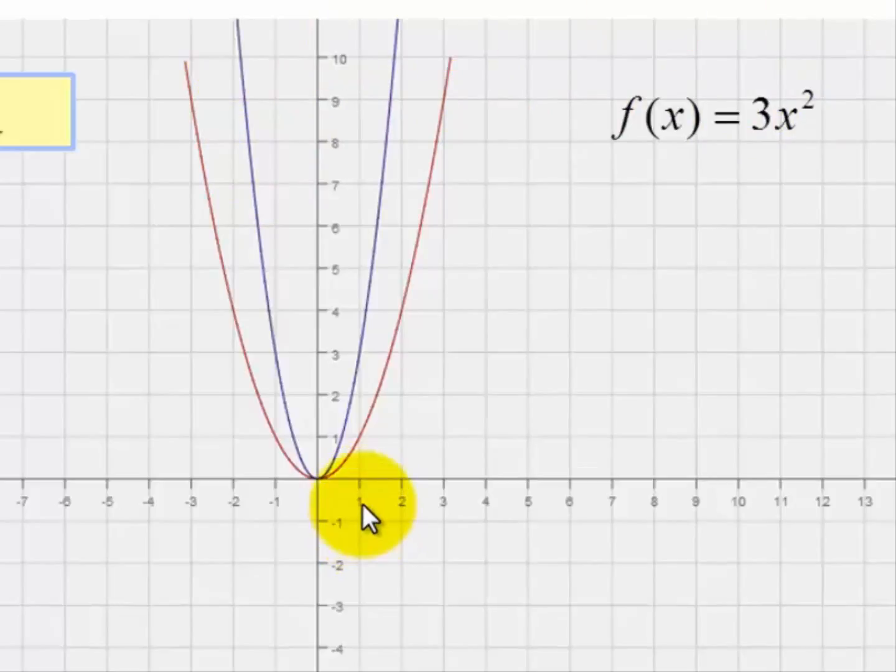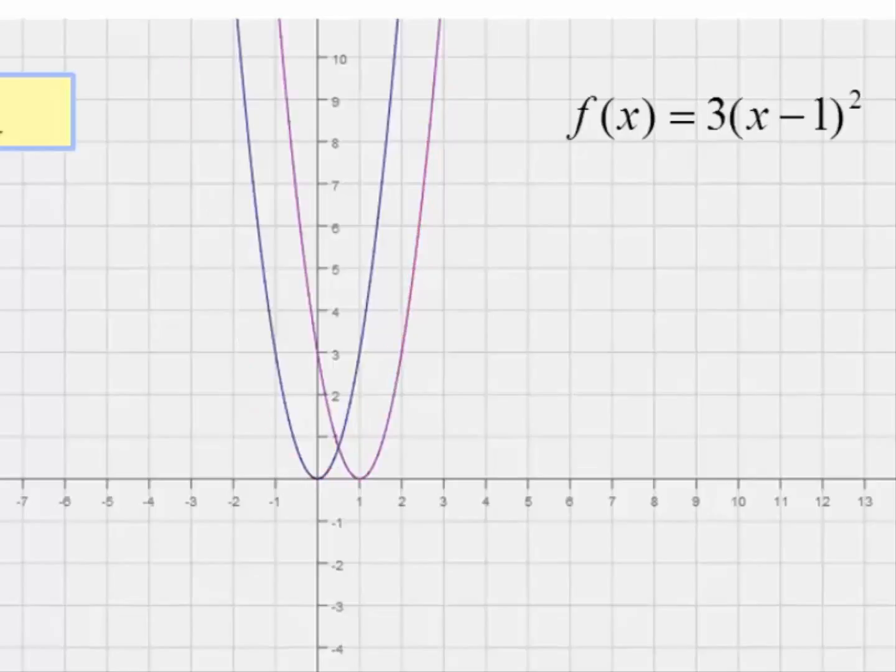For example, when x is 1, I take 1 squared, 1 times 1, which is 1, times 3, so 1, 3 is on this graph. When x is 2, f of x will be equal to 12, and so on and so forth. Next, we want to do our horizontal translation. In this case, h is a positive 1, so that means we take our 3x squared and we translate it 1 unit to the right. So the vertex now is at 1, 0.